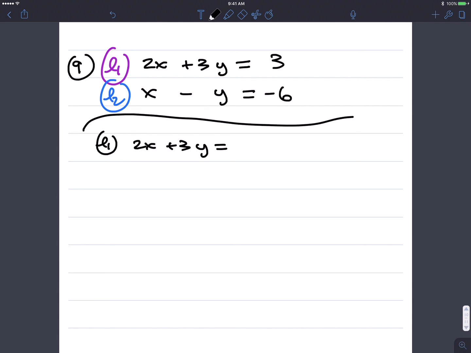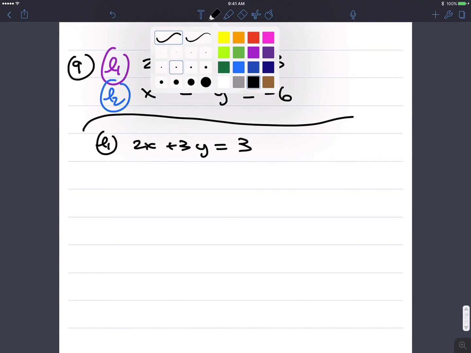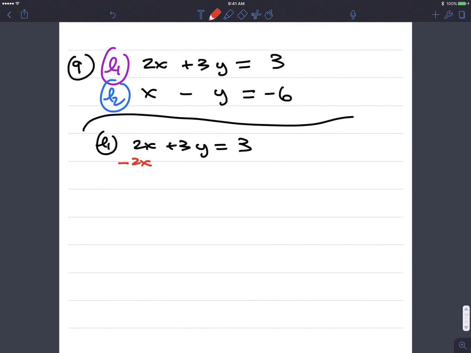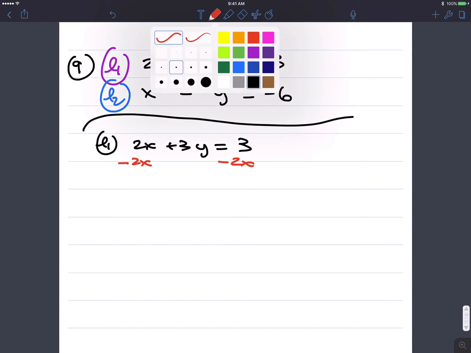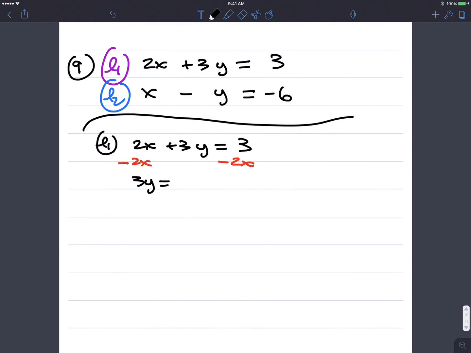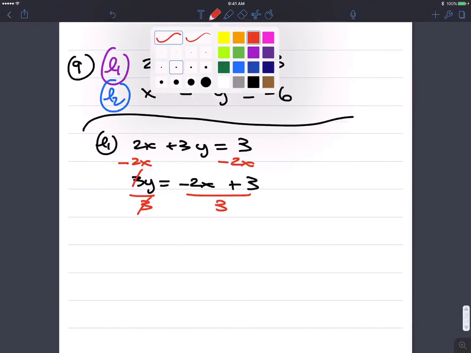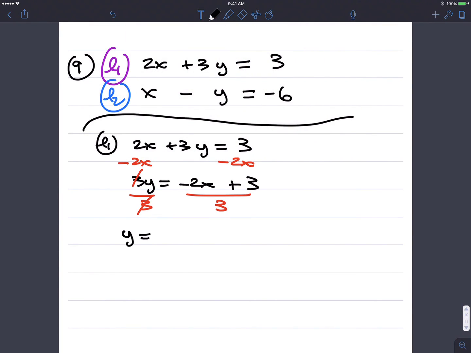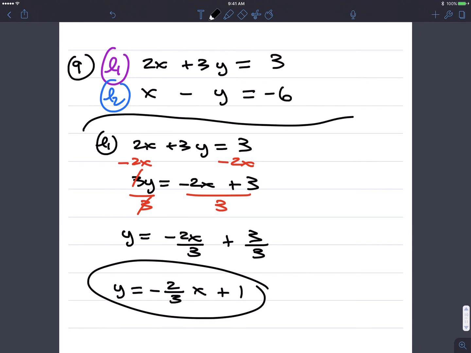2x plus 3y is 3. Subtract 2x from both sides. 3y is negative 2x plus 3. Divide both sides by 3. y is negative 2x over 3 plus 3 over 3, or y is negative 2/3 x plus 1. Here's my line 1.